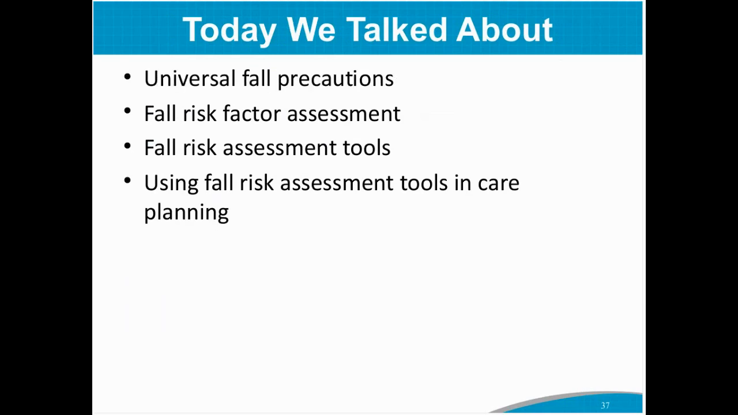So just to review, today we talked about universal fall precautions and how these need to be implemented for all patients, and that universal fall precautions prevent accidental falls. We talked about fall risk factor assessment, and we talked about some of the prospectively validated fall risk assessment tools. We talked about how to use fall risk assessment tools, specifically the Morse fall scale, in care planning.